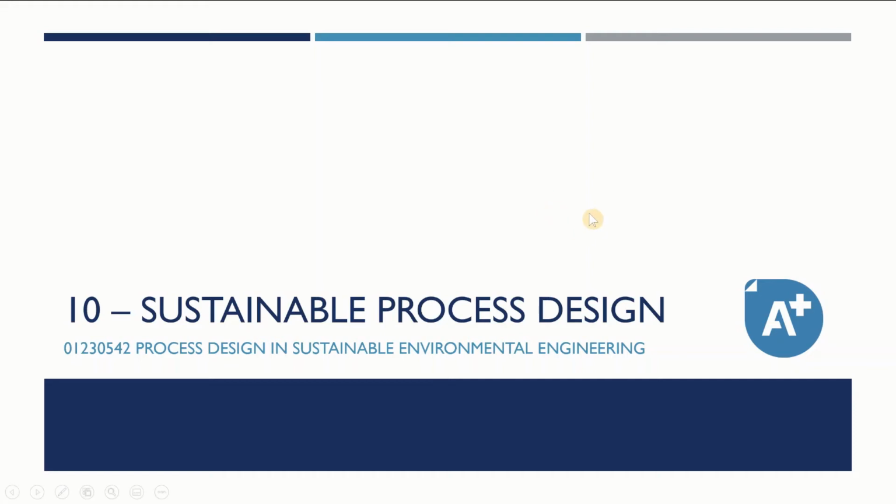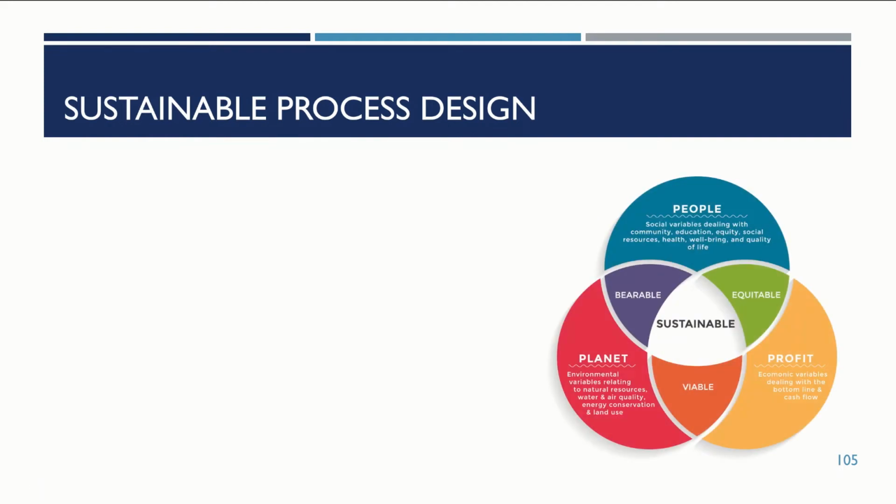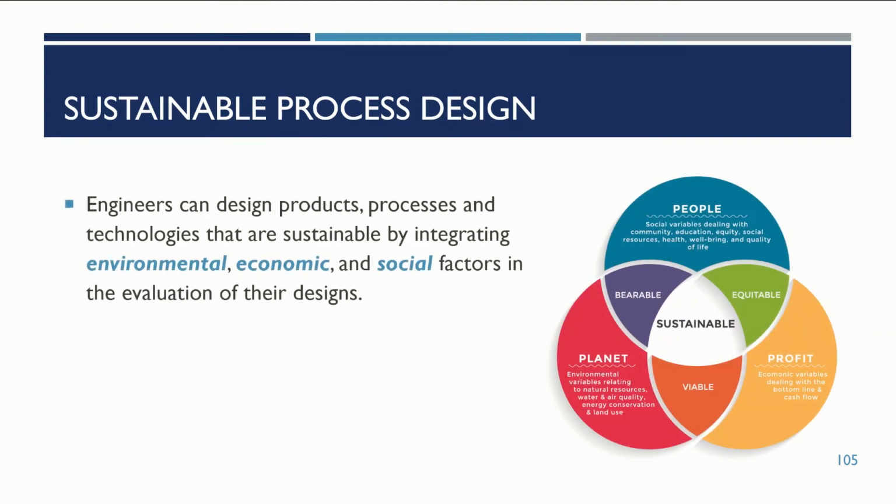This session will introduce you to how to use ASPEN Plus to design more sustainable chemical processes in terms of environmental and economics. Designing more sustainable products, processes, or technologies usually involves the evaluation of environmental, economics, and social aspects. These are what we call the three main pillars of sustainability, which are informally referred to as profits, planet, and people.